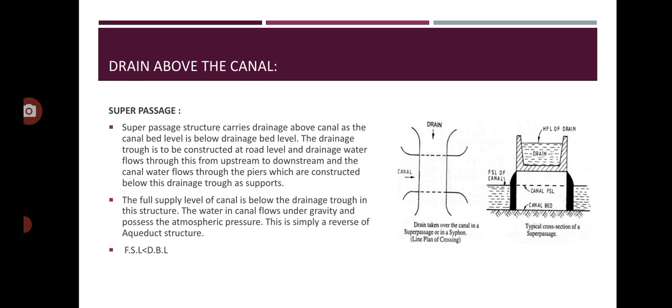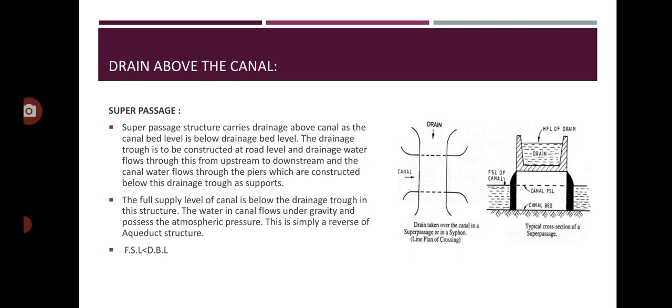The first one is the super passage. It is one of the structures in which the drain is above the canal system. Here the canal bed level is below the drainage bed level. The drainage trough is to be constructed at the road level, and drainage water flows through it from the upstream side to the downstream side, in which piers are used for construction below the drainage trough. It will support the canal system, and the full supply level of the canal is below the drainage trough, and the water in the canal flows under gravity and possesses atmospheric pressure.